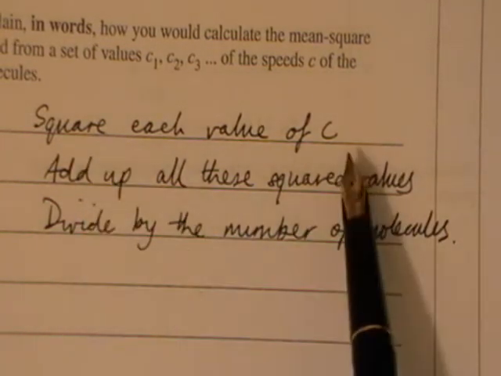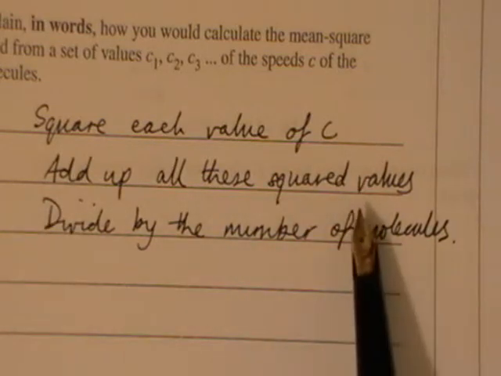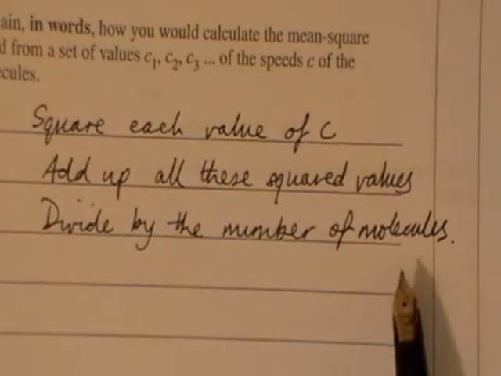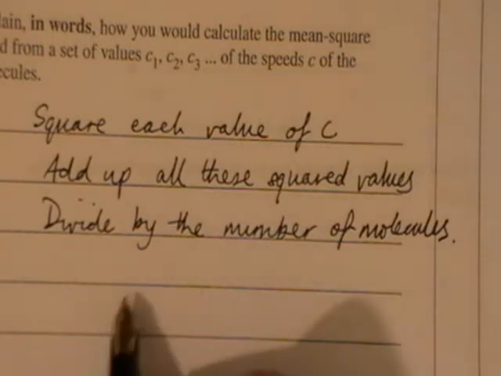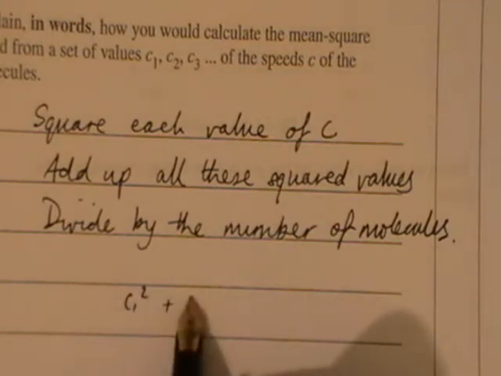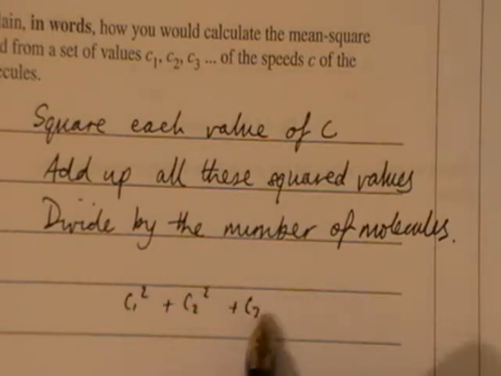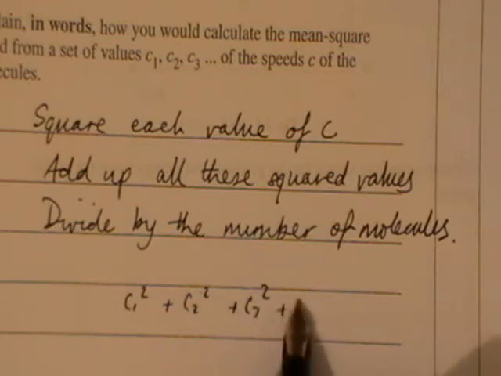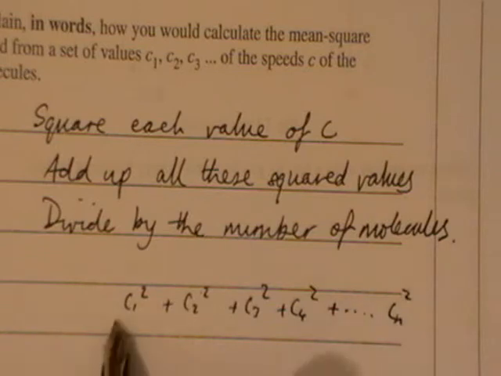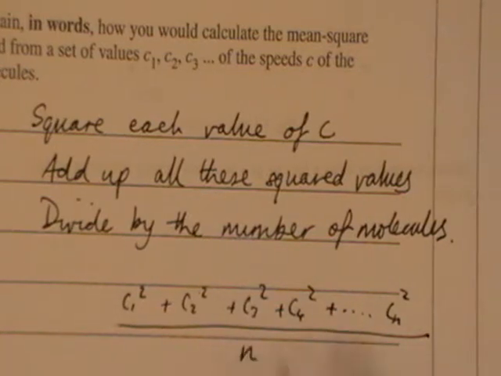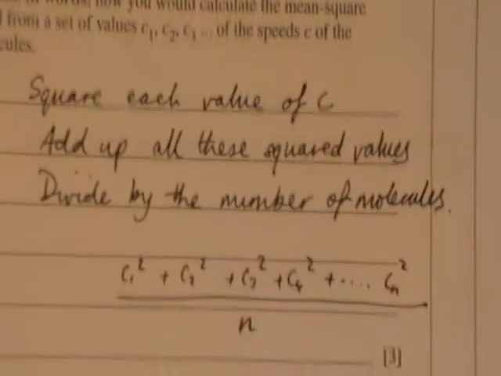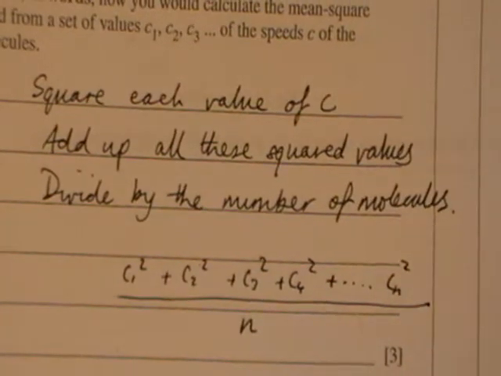So we square each of the values of c, add up all these squared values, and divide by the number of molecules. So it's c1 squared plus c2 squared plus c3 squared plus c4 squared, all the way up to cN squared, and then we divide by N, and that gives us this mean squared speed.